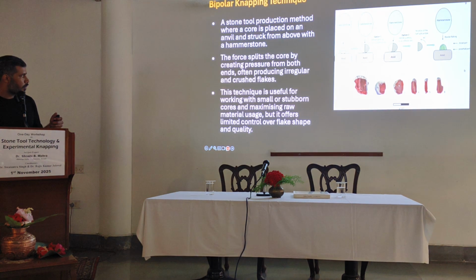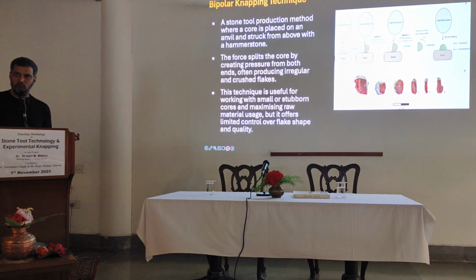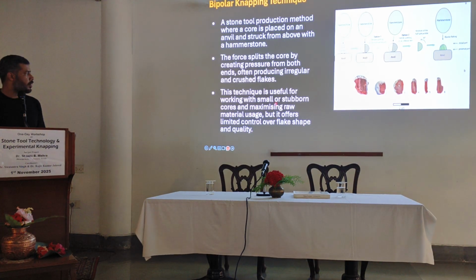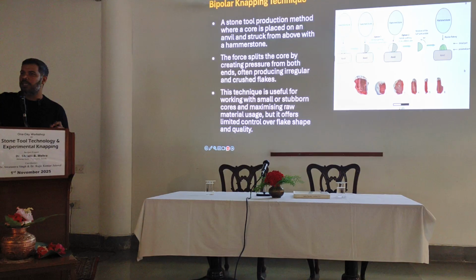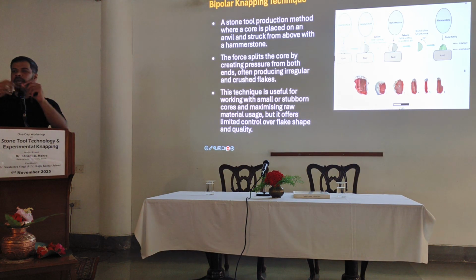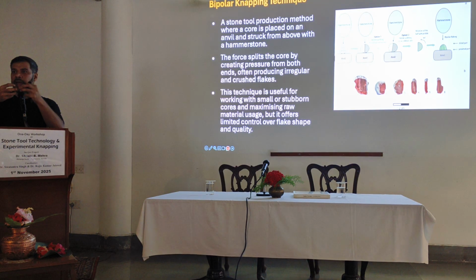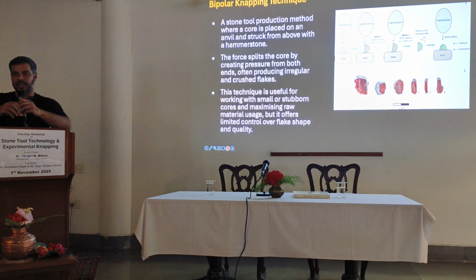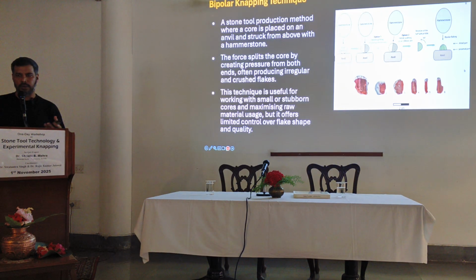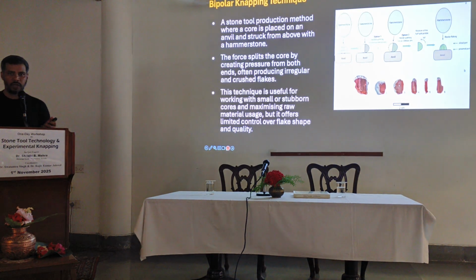Okay. This technique is useful for working on small and stubborn cores. So when you have a small chalcedony core for making microliths, you will need a smaller core. For opening that, you won't be able to break it with your bare hand. So what you will do, you will put it on a block, and on top of it, you will hit it with a hammer. It is like when you eat walnuts, you don't directly open walnuts. You usually hit it, right? And then the walnut will open and you eat the walnut. So similarly, this is the same kind of technique to open up the pebble.